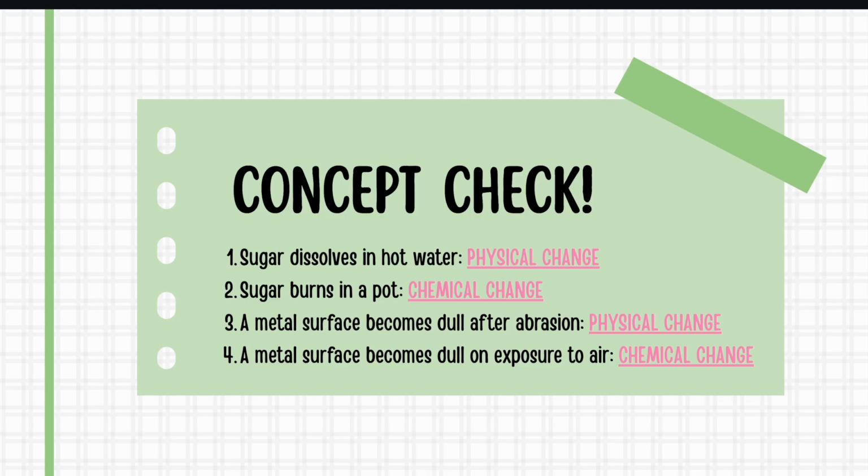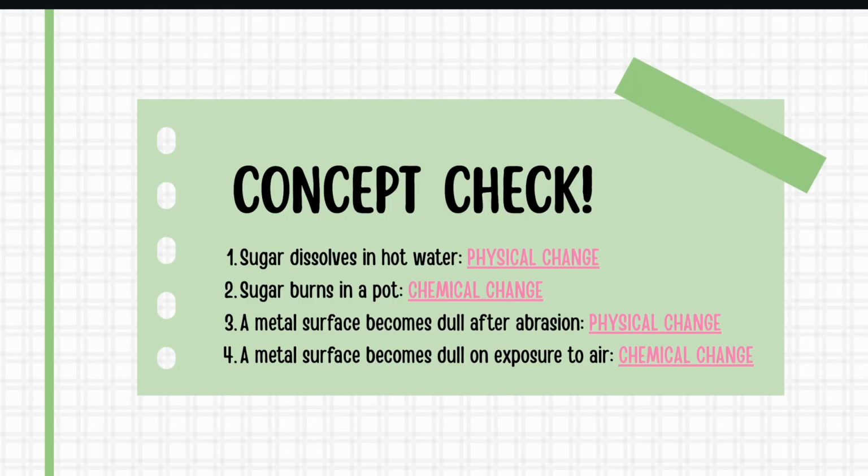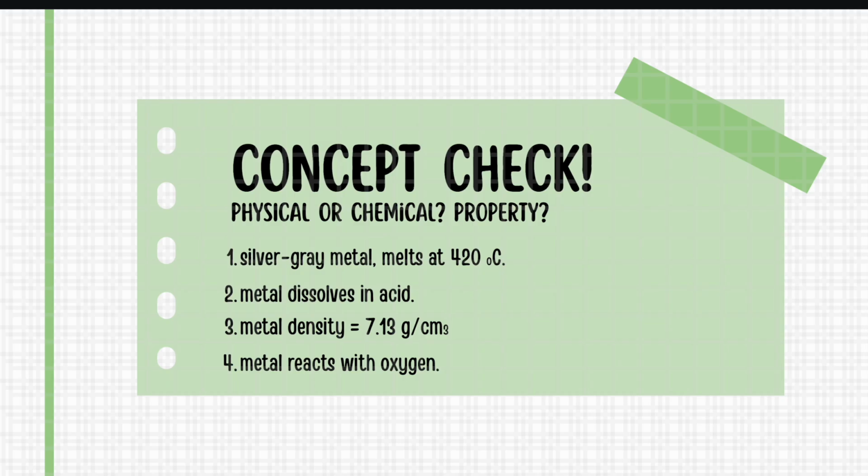Number 4, a metal surface becomes dull on exposure to air. So here we're having a metal surface react to air. And if we remember, reactivity is considered a chemical property. So because this metal is reacting to air and becoming dull, we consider it a chemical change.